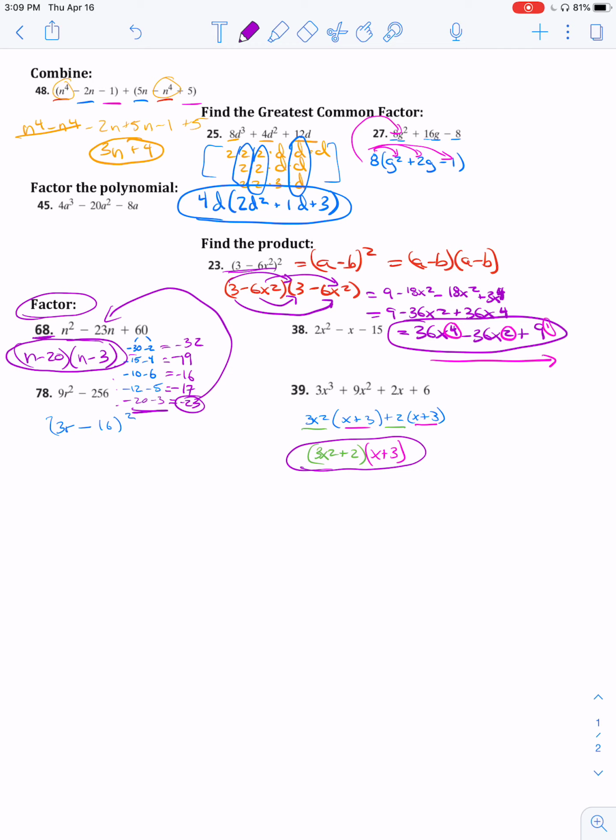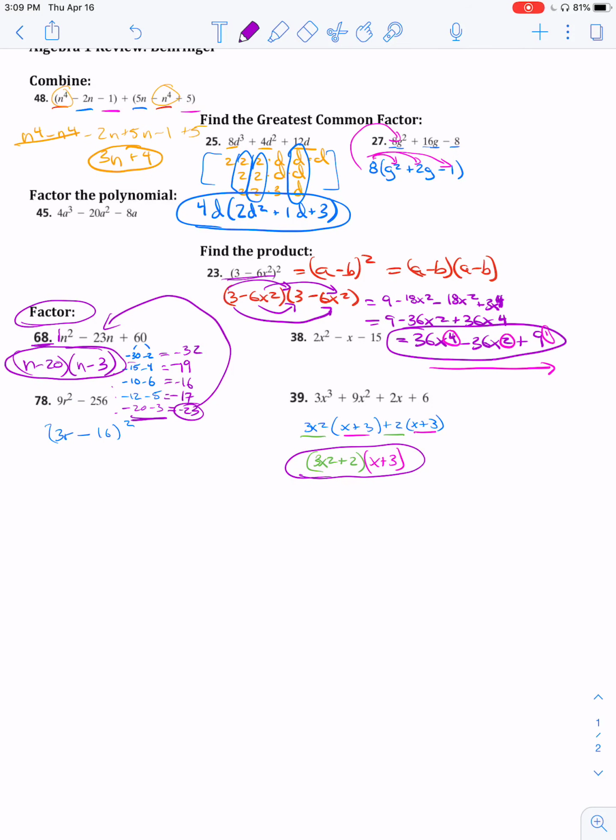So again, two steps, break out the factors of that last term. This is only when you have an n term where a equals 1. So that is an implied 1 up front right there. And then we're breaking it into those two binomials, n minus 20, n minus 3.